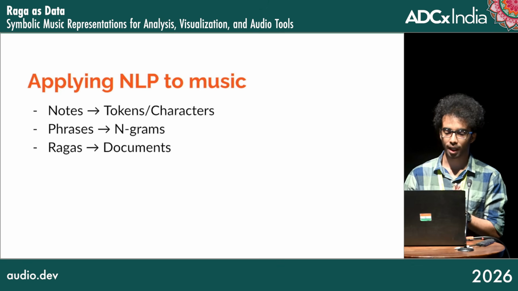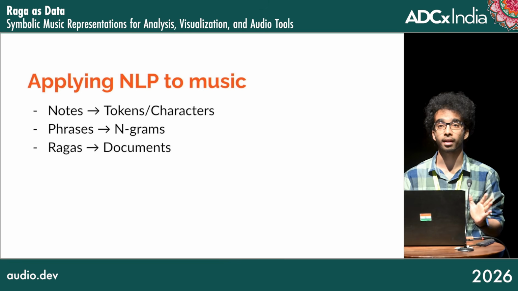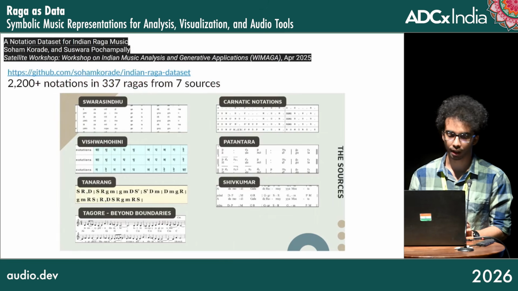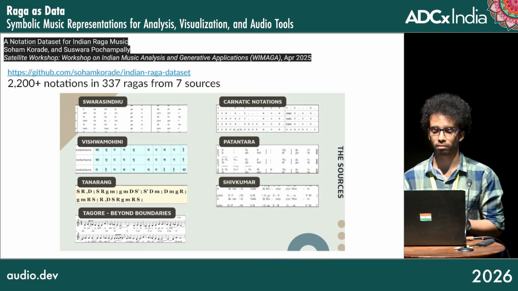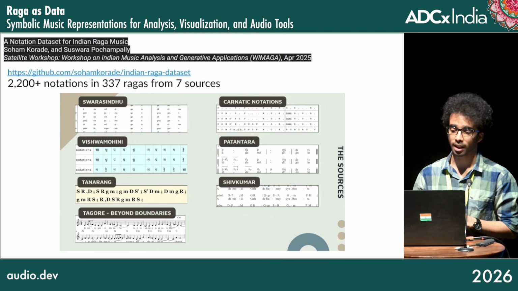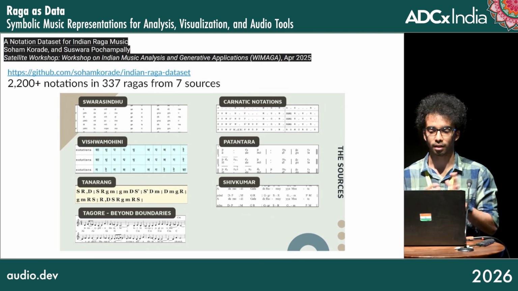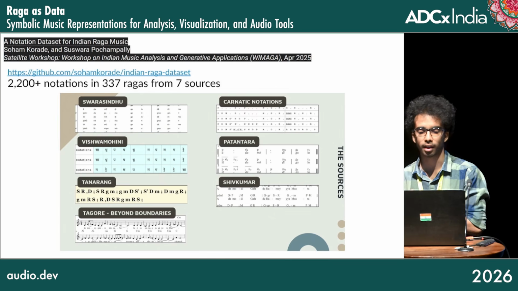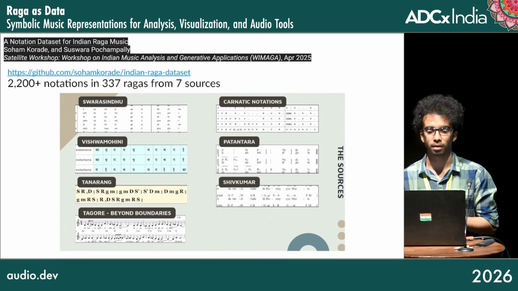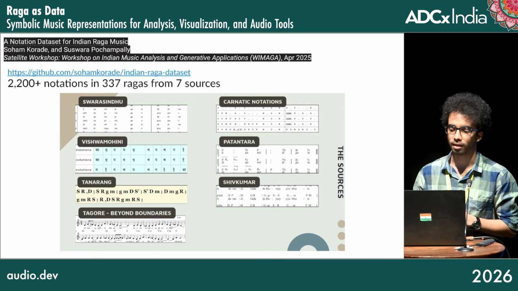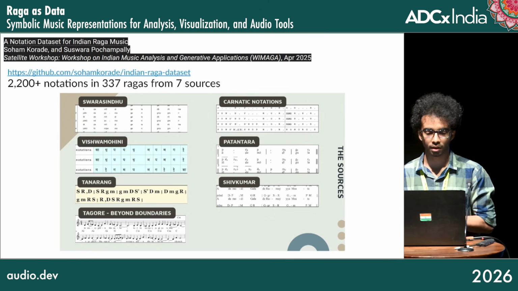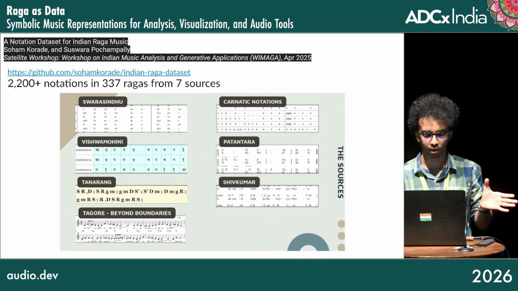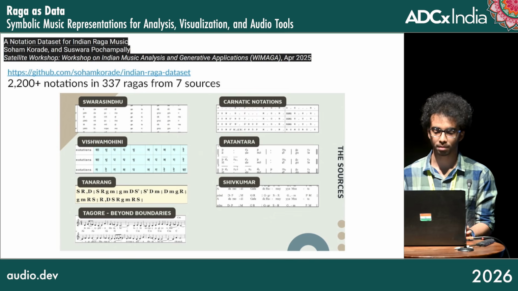But for an accurate analysis, we need accurate data in large quantities. So here comes our paper, where we built a dataset of over 2200 notations from 7 sources covering 337 ragas across Hindustani and Carnatic traditions. This required a lot of cleaning and normalization by experts, and it also enabled large-scale symbolic analysis for us. Once you have good symbolic data like this, a lot of things become straightforward.